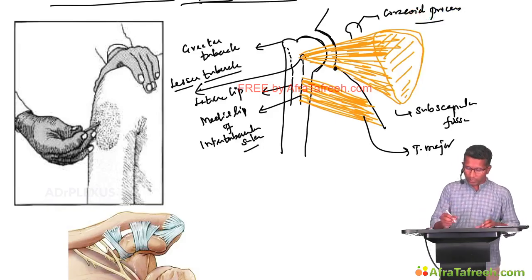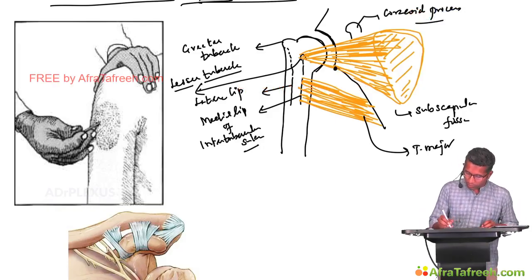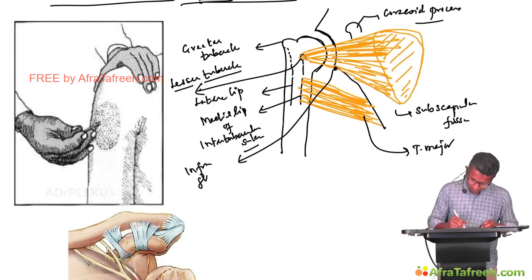So there is a tubercle here. This tubercle is called the infraglenoid tubercle. So what is this tubercle called, guys? Yes, this tubercle is called the infraglenoid tubercle.